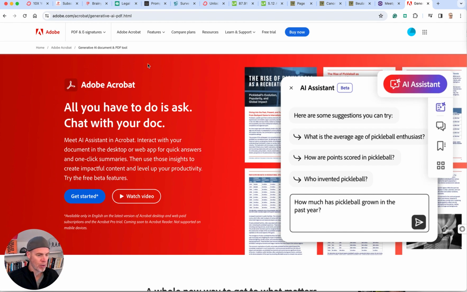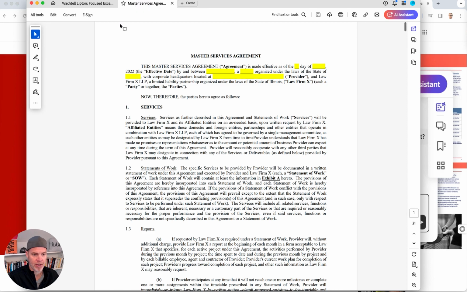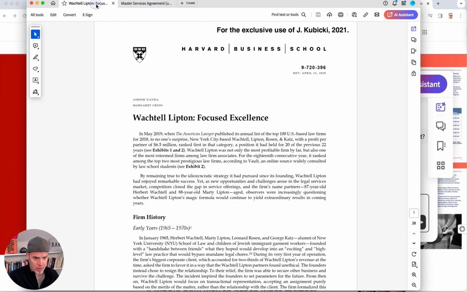Let's walk through and see what we can see on Adobe. So I have just two PDFs pulled up. This is your standard sort of Adobe interface. One is a case study that I teach in law school, and the other one is a master's of service agreement that has been anonymized. So let's start with the case study first.